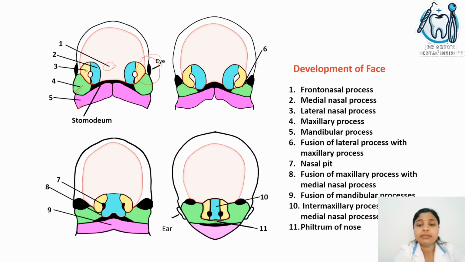And here it is the fusion of the lateral nasal process and the maxillary process. This is the fusion of the lateral process with the maxillary process. And here this is the nasal pit, and this is the fusion of the maxillary process with the medial nasal process. This is the fusion of the mandibular process, and here it is the intermaxillary process fused with the medial nasal process, and this is the philtrum of the nose. So these are the various processes in the development of the face.